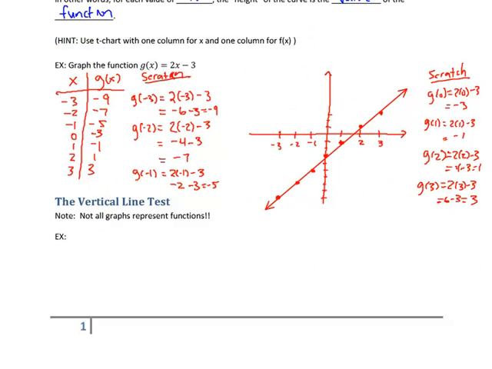It's important to point out at this point that not all graphs will represent functions, because if you go back and remember, the key concept of a function is that one input gives you exactly one output. Now, as we've seen from graphing this, the graph of a function says that for every x, the height of the curve above it is the output.